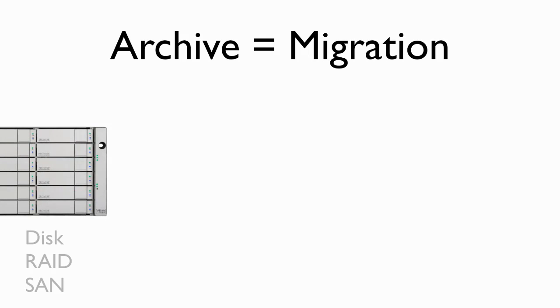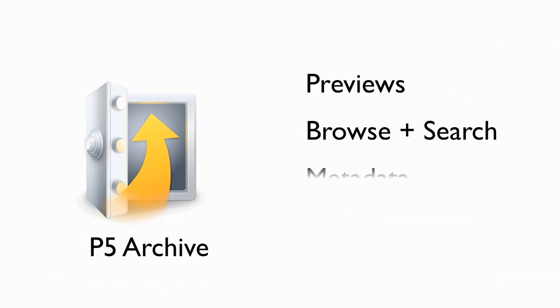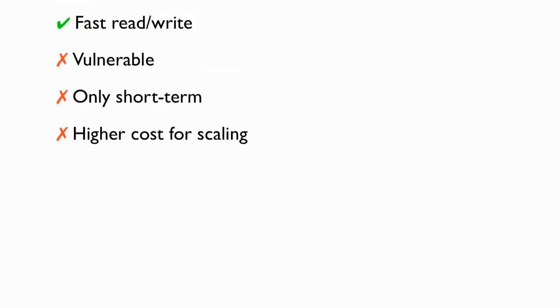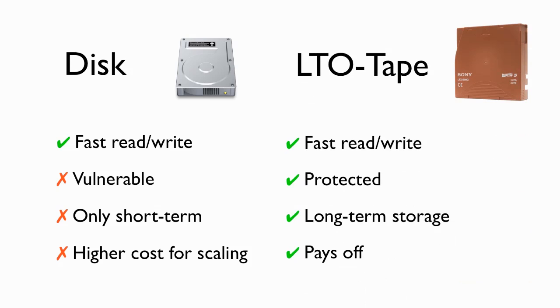Archive is actually a data migration process. That means you move data from your precious high-speed online storage to an offline storage like a tape library, saving space while doing so. P5 Archive has a lot of advantageous features for that. And tape has a lot more advantages than you might think. It is fast, it is well protected, it is a professional long-term storage, and it pays off in the end, saving space. But there's even more.